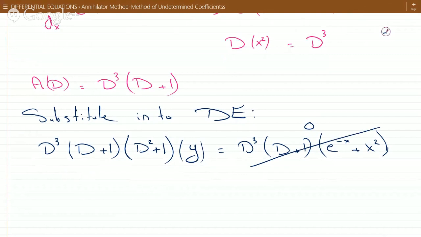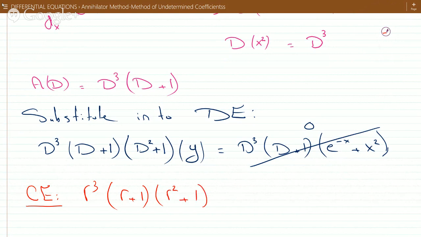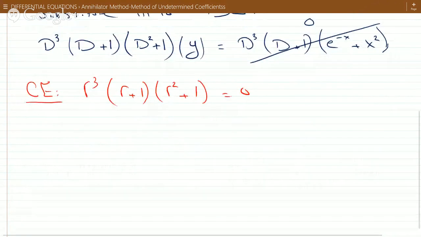Now, that means the characteristic equation here, so every D becomes an r. Okay, but the trick: don't FOIL. Keep them factored, because that's when you can solve easily. So r cubed times r plus 1 times r squared plus 1 equals 0. And now you don't FOIL these. You keep them factored, and you set each one equal to 0.